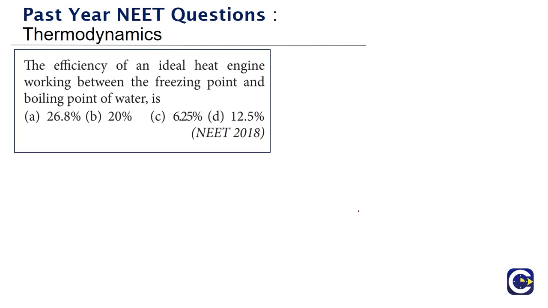We'll move on to the next question. This is a question based on the Carnot's engine. The efficiency of an ideal heat engine, means they're talking about the Carnot's engine. So the efficiency of an ideal heat engine working between freezing point and boiling point of water. Freezing point means what? 0. Boiling point means we'll take it as what? 100 degrees. So a Carnot engine, what is a Carnot engine?